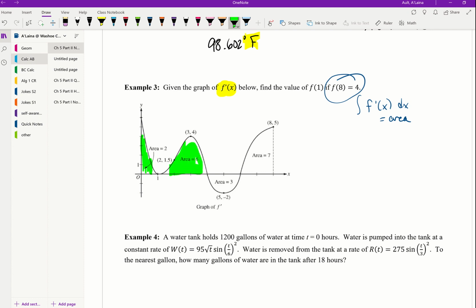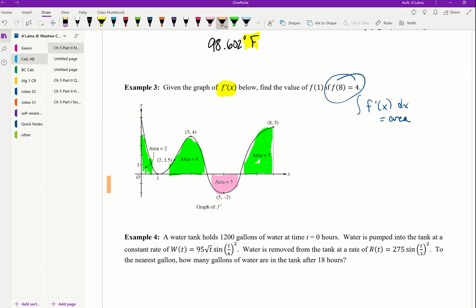This is 6, so from left to right I've accumulated 8. I've got a negative area here, so now I'm at an area accumulation total of 5. And if I keep going, I now add on 7 more, and I've got an area of 12. But they told me that at 8, I'm only supposed to have an accumulation of 4. What? Well, what we're not thinking about is that there's area over here.